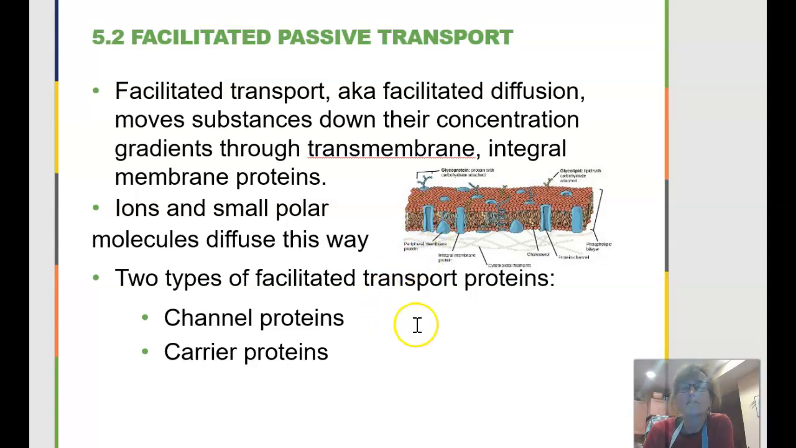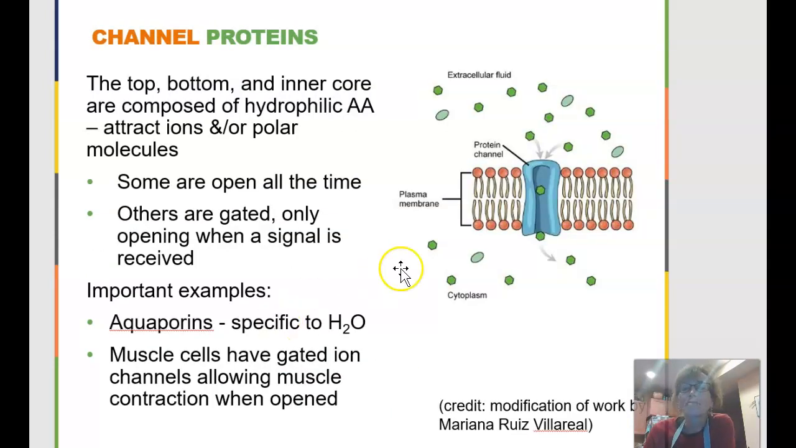There are two types of facilitated transport proteins. One are the ones I just mentioned, called channel proteins, kind of like the slide. And then there are some that are designed to facilitate movement across the membrane. They're called carrier proteins, but it's still not using energy. We'll take a look at that in just a sec. So channel protein, here it is.